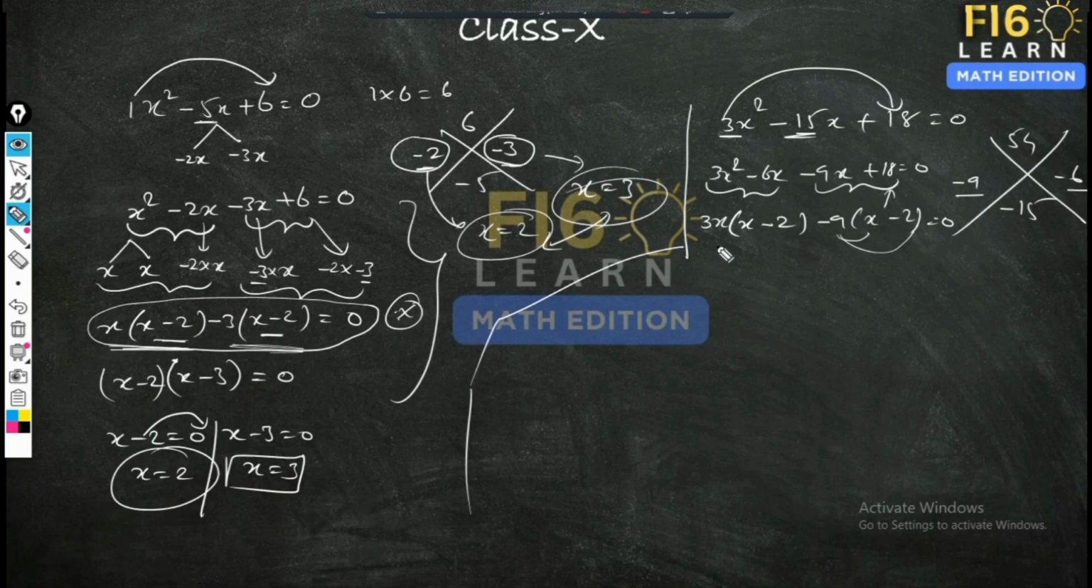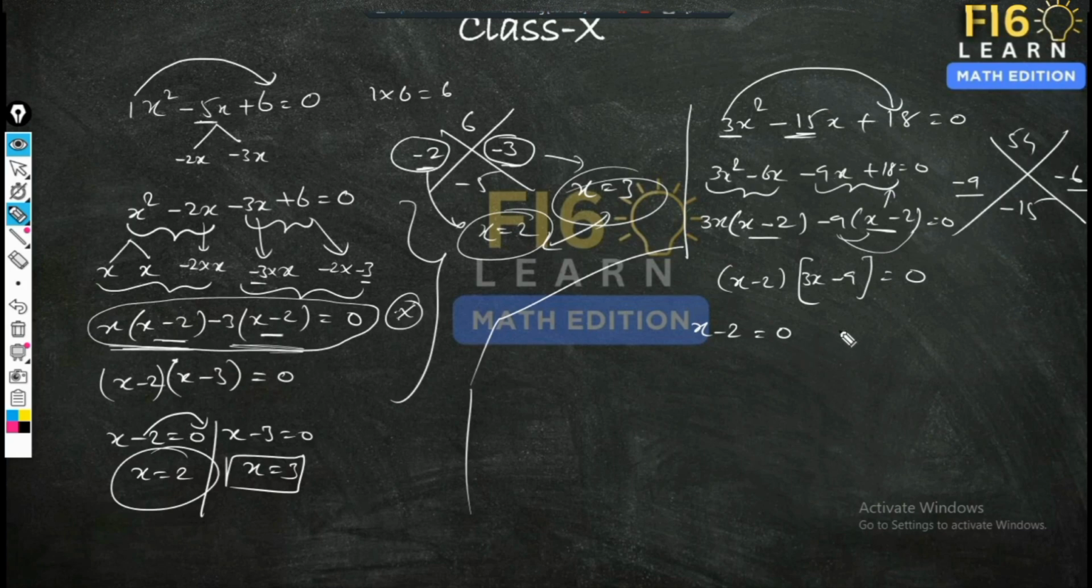Okay, now you can notice x minus 2 and x minus 2 are common. You can take that out. If x minus 2 is removed from the first term, you will get 3x alone. In the second term, you will get minus 9 alone. Okay, now you can equate these two terms to 0.